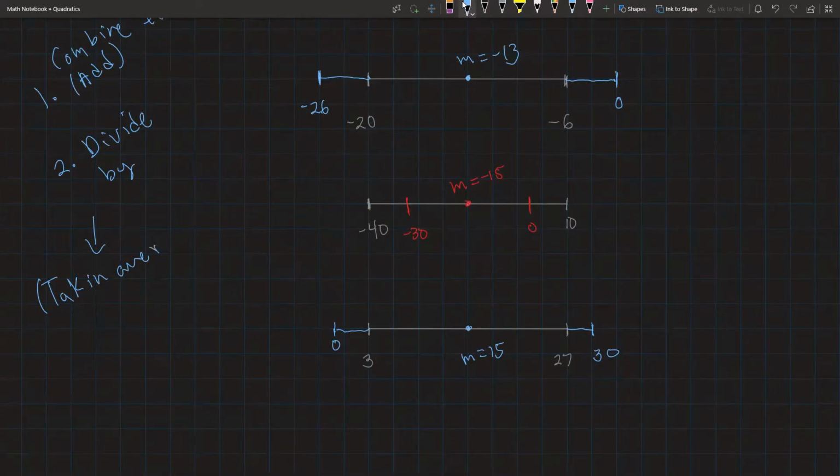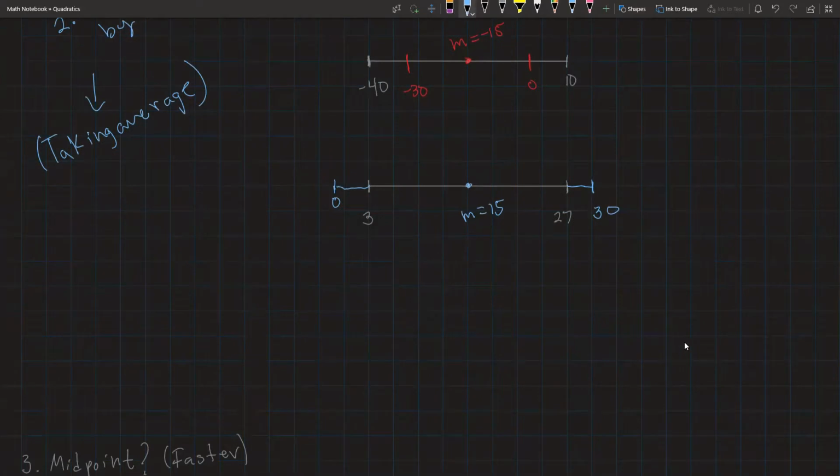So average, taking average and divide by 2. No, it's just taking average. What am I saying? Just taking average. That's perfect. All right, there it is. That's known as taking the average.